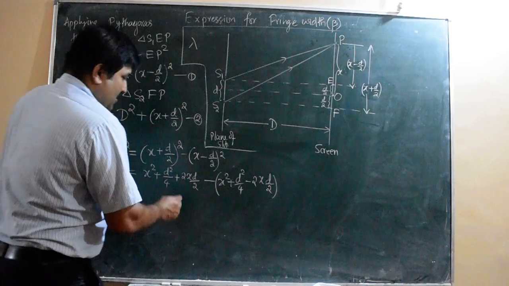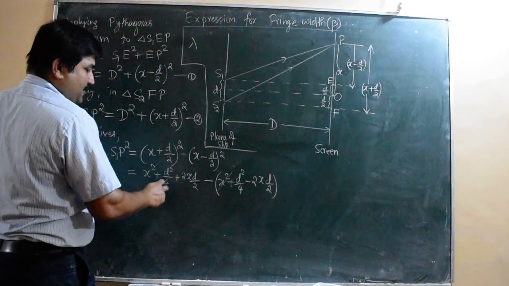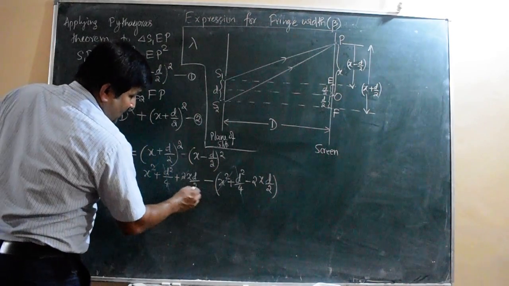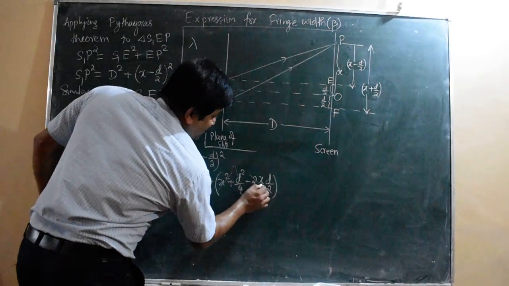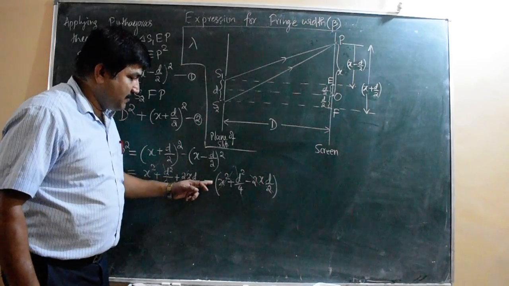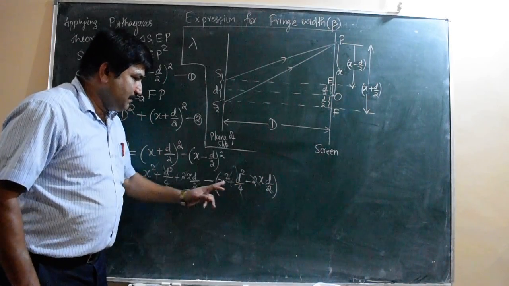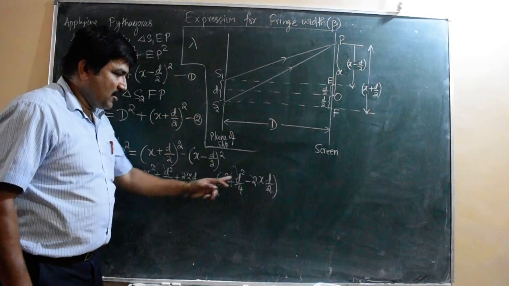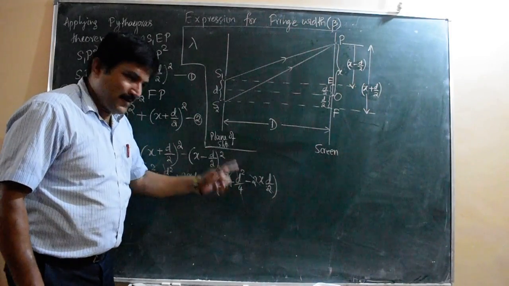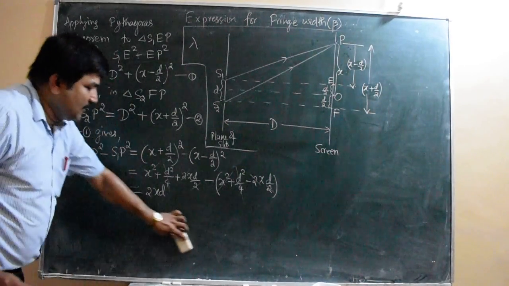You see x square minus x square cancels. Here outside minus is there, and d square by 4 and this d square by 4 cancels. Then this 2 and this 2 cancel, and this 2 and this 2 cancel. Carefully observe. xd remains here with a minus, and one more minus inside. So minus of minus is plus xd. So this is 2xd. LHS is 2xd.